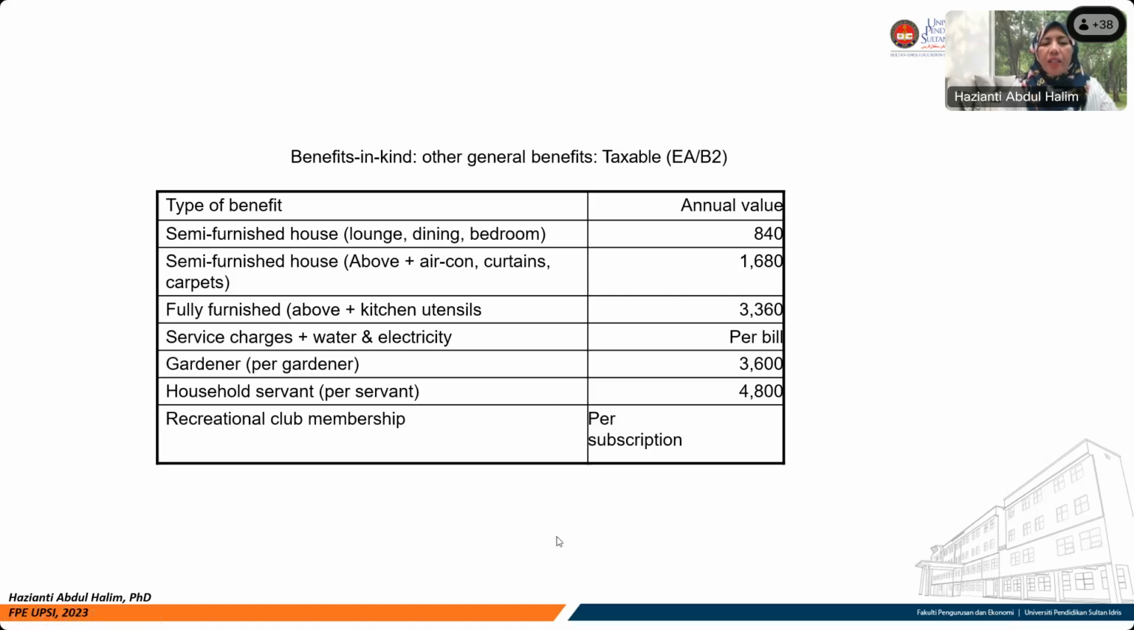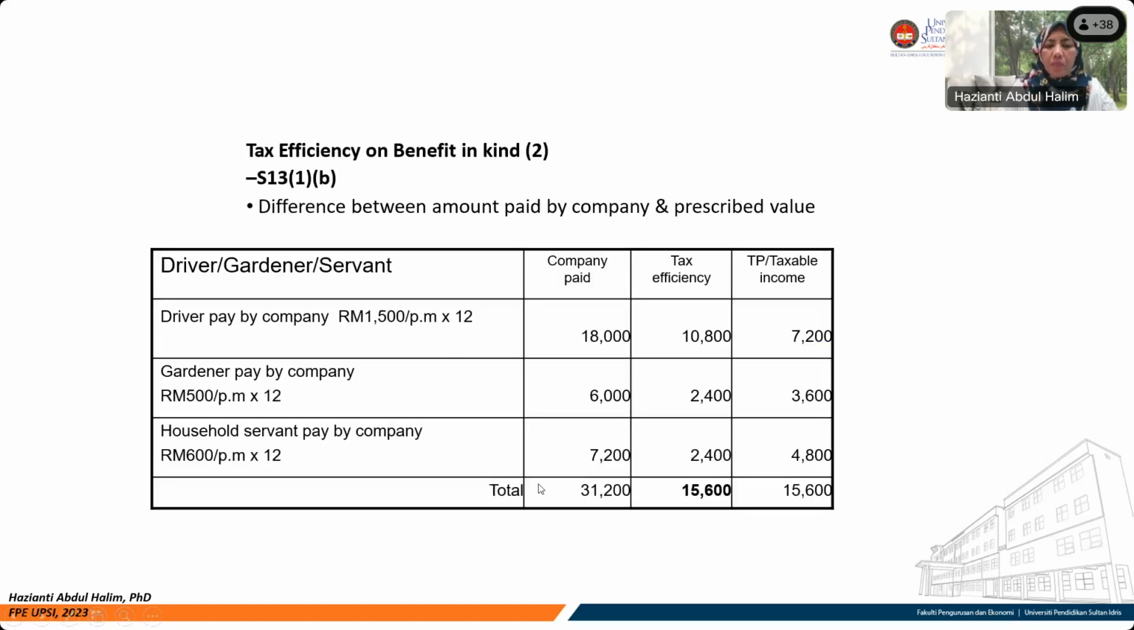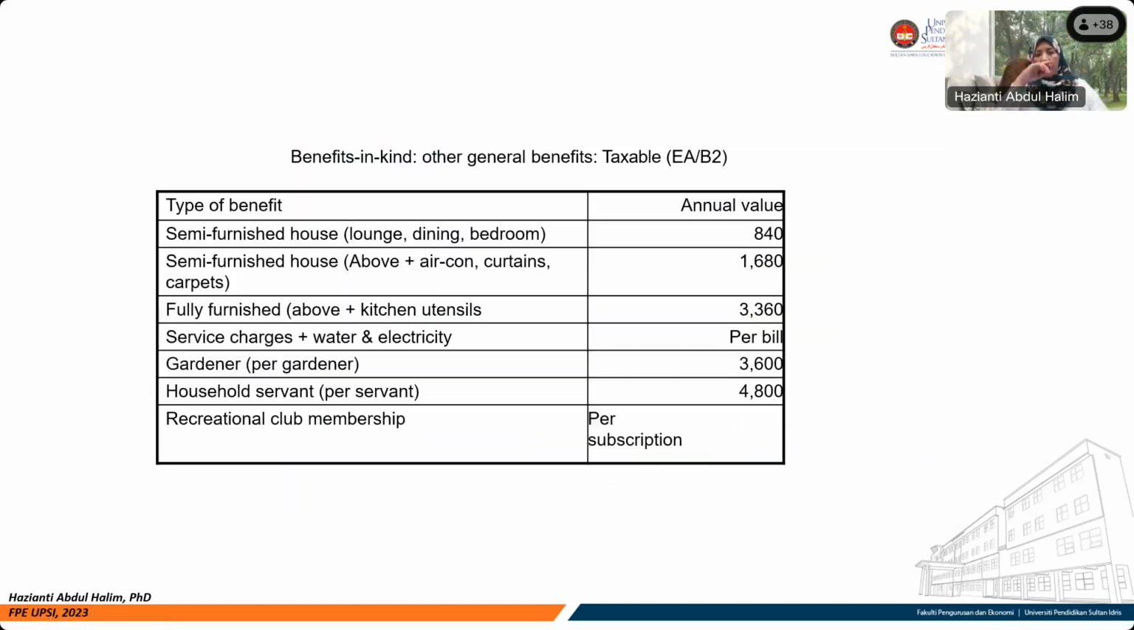Alright, other benefit in kind, saya letak dalam table ni je, yang depan ni, boleh tengoklah benda sama je. Other benefit in kind, ini semua under section 13(1)(b). Semi-furnished house. Semi-furnished house with aircon, curtains and carpet. This is the value, annual value. Fully furnished, 3,360. Ini annual value, tak payah darab 12, ini setahun.